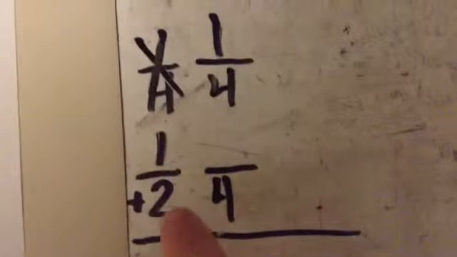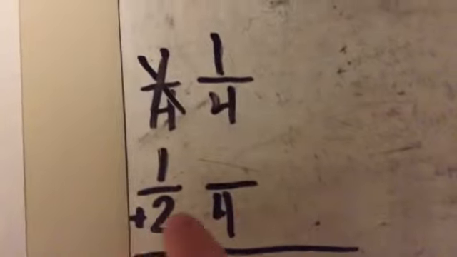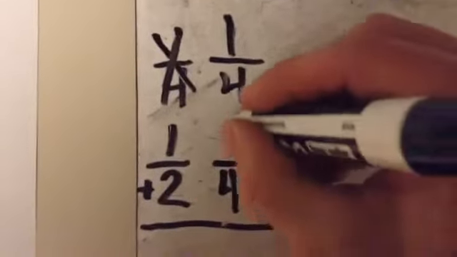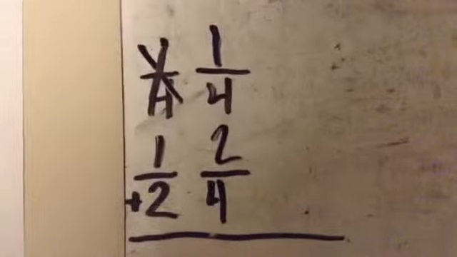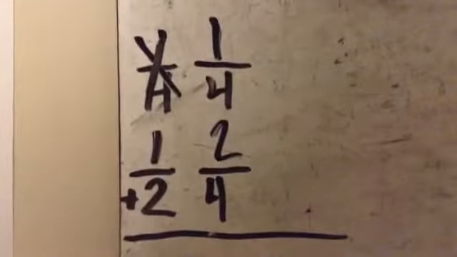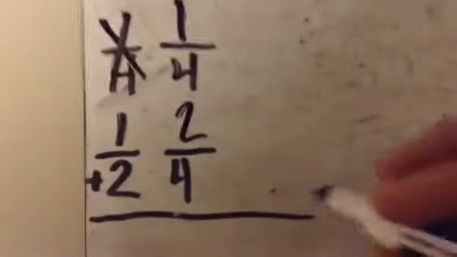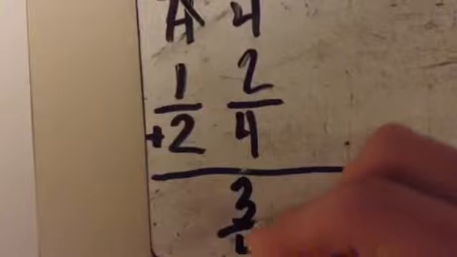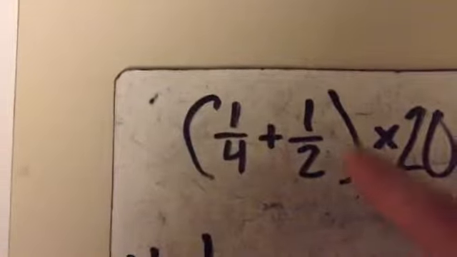Alright, I look at how 2 turned into 4. 2 times 2 is 4. So up top I have to do 1 times 2. So I'm left with 1/4 plus 2/4. When I add fractions, I just add the numerators, the denominators stay the same, and that would give me an answer of 3/4. Alright, so 3/4 will be my number for this answer here in the parentheses.